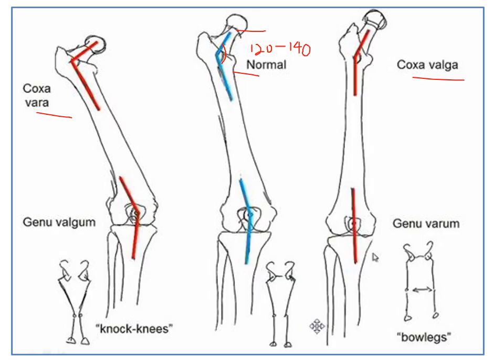Whenever there's an excess or a reduction in this particular angle, then we could have the valgus or varus deformity at the femoral neck. If it's a valga, we have an excess of the angle, so the angle is more than 140 degrees. If it's a vara, the angle is less than 120 degrees, and that's what we tend to see.